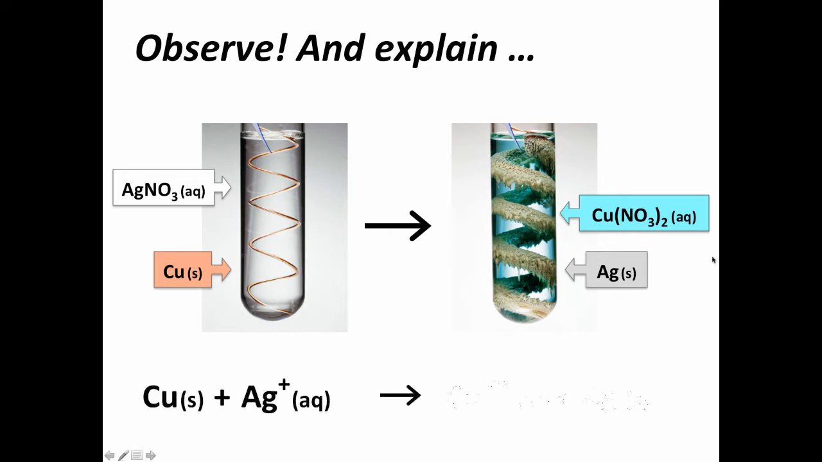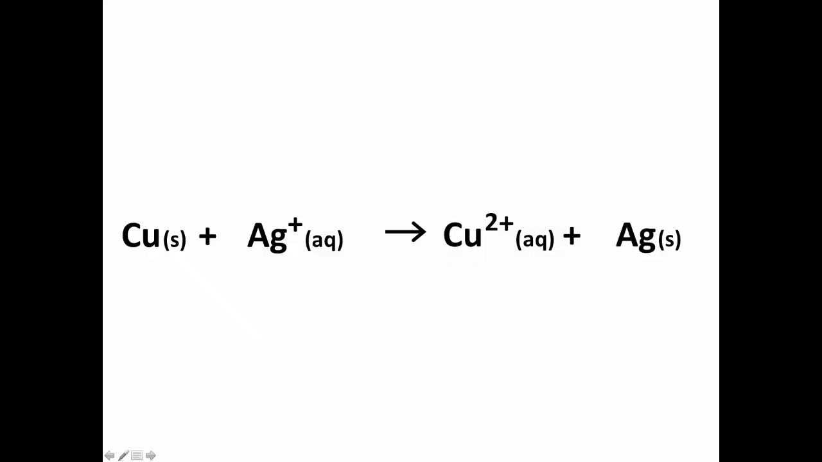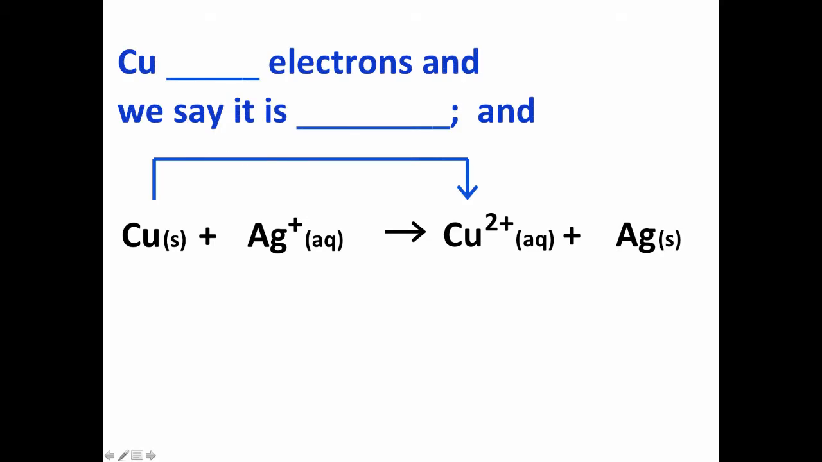Now, what happens is the copper metal reacts with the silver ion from the silver nitrate solution to make copper ions, Cu2+, and silver metal. And the NO3-, in fact, is a spectator ion, so we're not going to write it as part of this reaction. This reaction is an example of what's called an oxidation-reduction reaction, and the details are as follows.